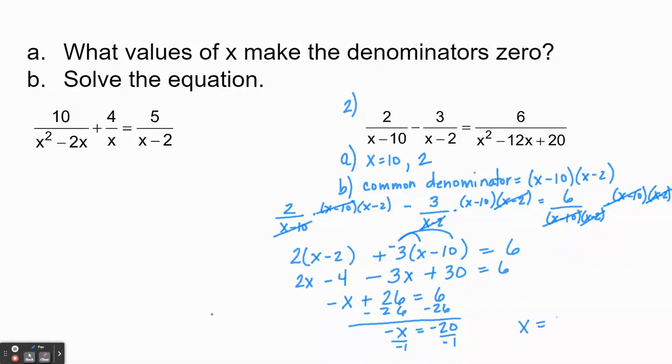So x equals 20. Okay, so this one, we actually get a solution. And it doesn't make our denominator equal to 0, so we get to keep that solution. So our answer here is x equals 20. Whereas in problem number 1, we got an answer, but it made our denominator equal to 0, so we had to say no solution. So watch out for that. Make sure you check your denominators with your solution so you know if that can be a solution. All right, I hope this helps.